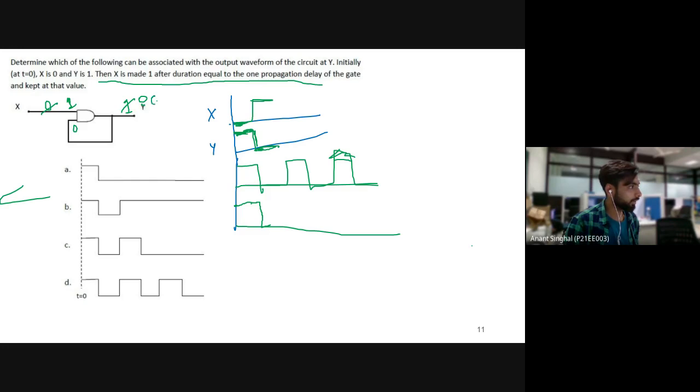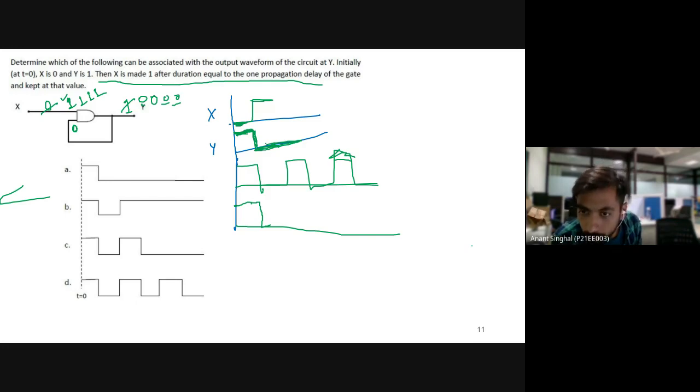Even if I take this x as 1, y will always be 0, because once y gets 0, one of the inputs of this AND gate will always be 0. There will be no effect of the x variable, whatever it is, because 0 into anything will always give 0. So for a short time period y will remain 1 and then it will always remain 0. Did you get this part? This is quite an important question.